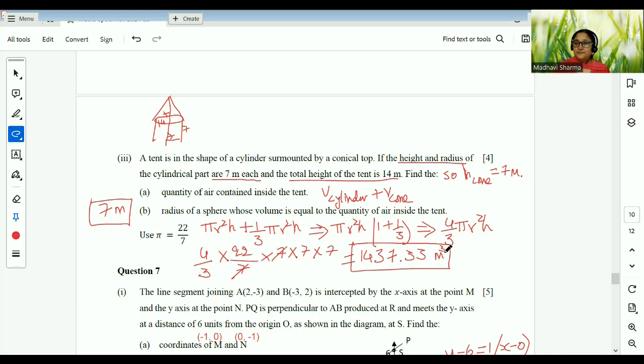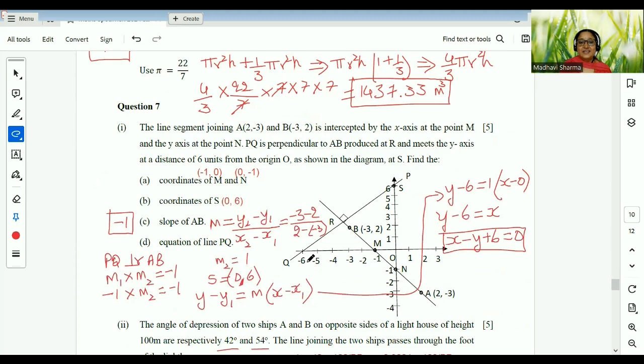Simple calculation. Second part says find the radius of the sphere whose volume is equal to the quantity of air inside. H here is 7. R square is also 7. The volume of the sphere is 4 upon 3 pi r cube, which is nothing but pi r square h also. It's the same thing. Definitely the radius of the sphere is 7 meters. See? The formula only tells you.